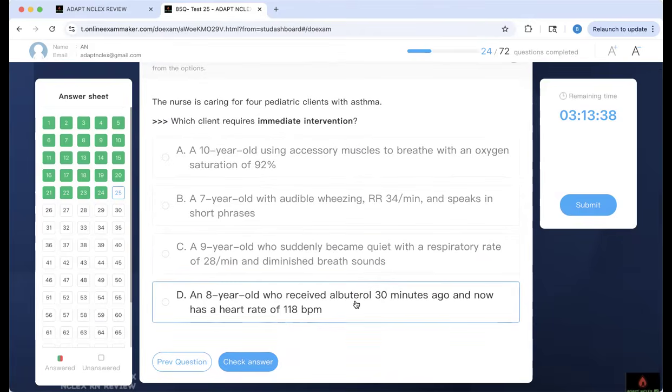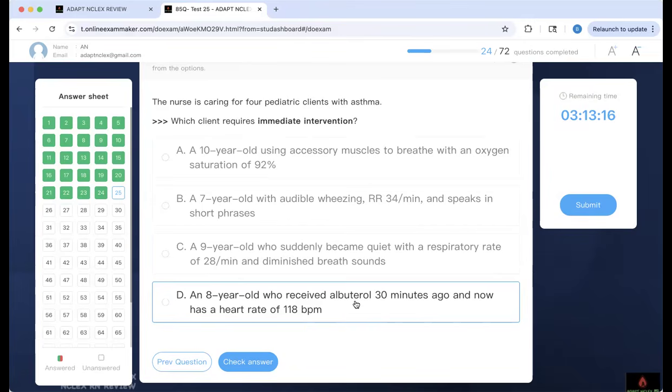And this is caring for four pediatric clients with asthma. You can have a bunch of asthma patients, but who is in trouble? Which client requires immediate intervention? A 10-year-old, accessory muscle use, oxygen saturation 92. That's asthma. A 7-year-old has asthma. You hear wheezing, respiratory rate of 34. He's speaking what? Short phrases.